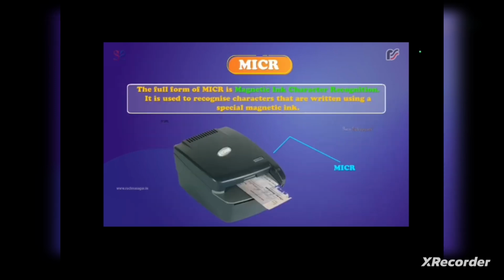MICR. The full form of MICR is magnetic ink character recognition. It is used to recognize characters that are written using a special magnetic ink. It is largely used in banks and other organizations. Important documents such as checks and vouchers are printed using magnetic ink.